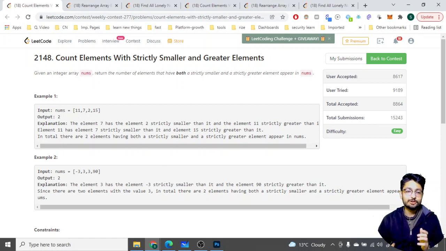It just states that you're given an integer array nums. Return the number of elements that have both a strictly smaller and a strictly greater number of element appear in the nums. So it just means that for every number you just have to check whether there's a number that is strictly smaller than that and strictly greater than that is present in there.